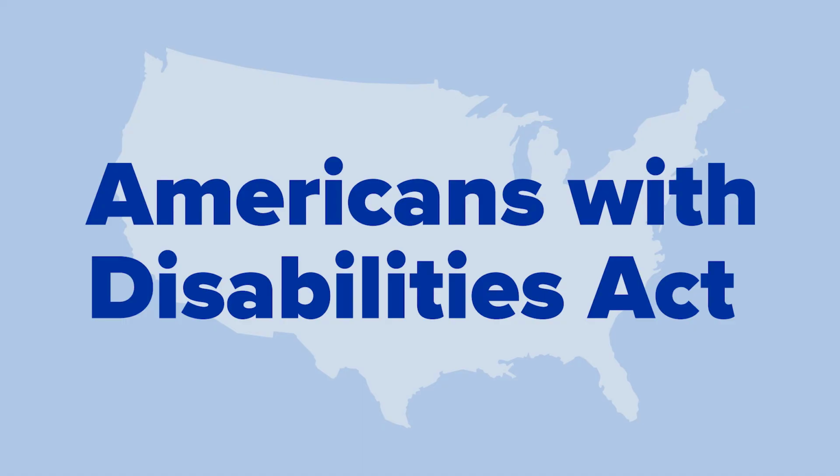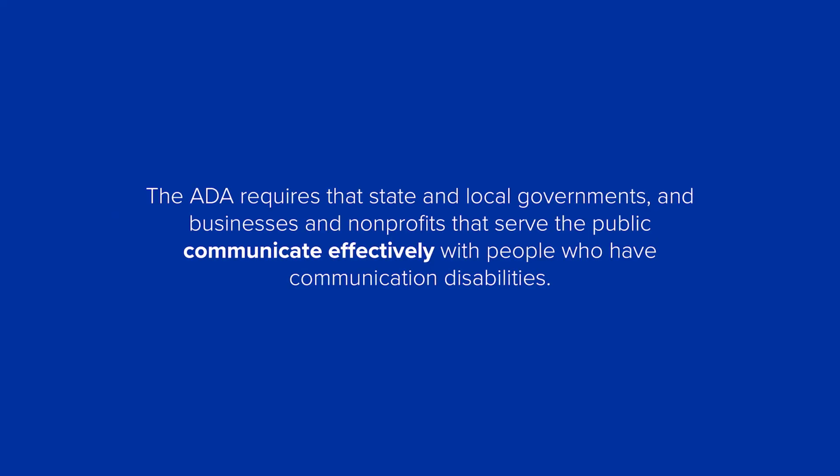So the Americans with Disabilities Act, again, see, aren't you glad that we talked about what those titles are and how that is involved? Because it really does come into play in a variety of ways for us. The ADA requires that state and local governments and businesses and nonprofits that serve the public communicate effectively with people who have communication disabilities. The goal here is ensuring that communication with a person with disabilities is going to be as effective as communicating with someone without disabilities.